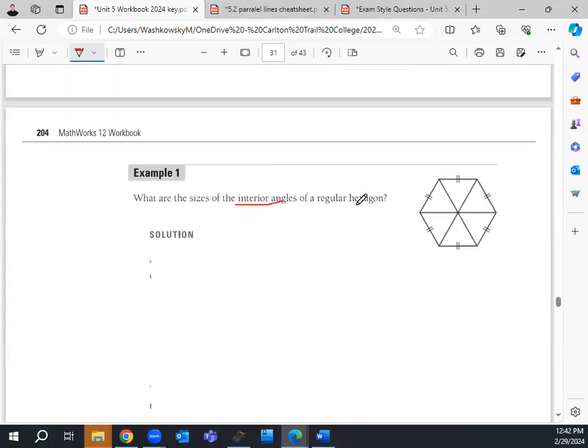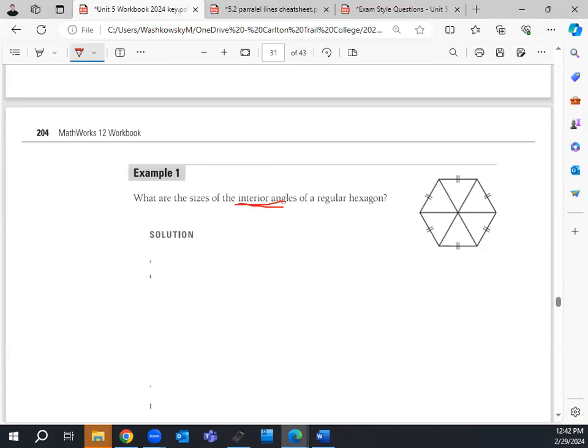So if I'm asking you what the interior angles are, we're going to be learning two things today. We're going to be learning about interior angles and exterior angles. I've got something which I'll hand out a little bit later about that. So we have interior angles and we have exterior angles.